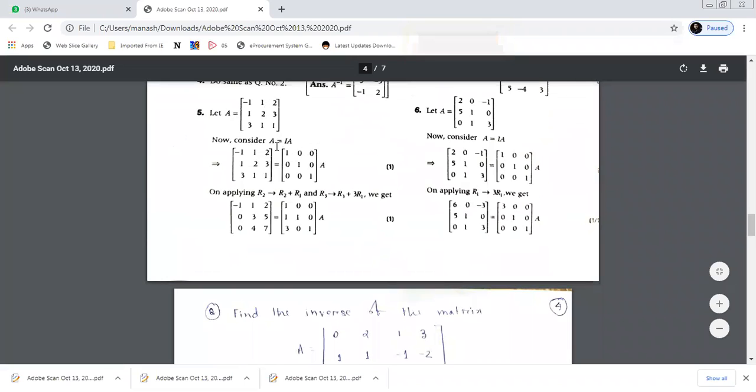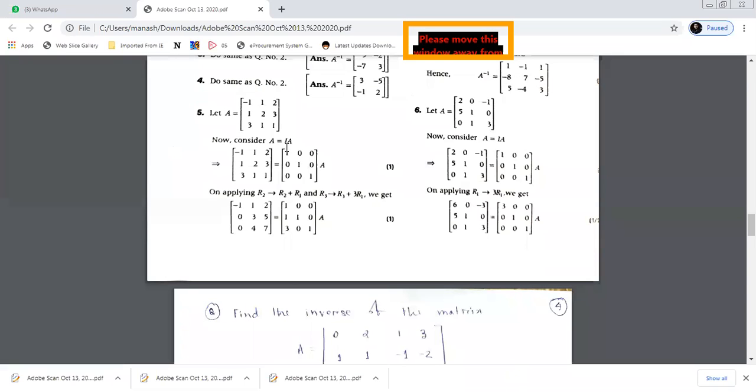Okay, now see here. Now A can be written as I into A, because A is a matrix and I is an identity matrix. So you already know that if you multiply any matrix with the identity matrix, the result is always the same matrix. Clear? So that's why A can be written as I into A. So here we put the identity matrix, and here we put the matrix A.